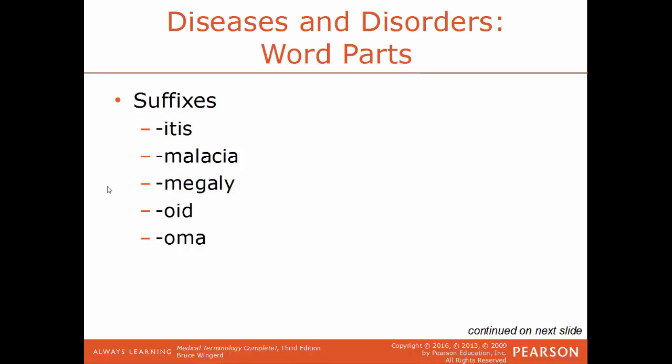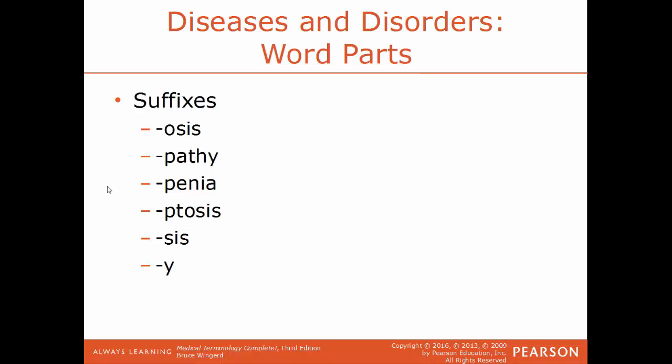Malacia is the softening of. Megaly is the abnormal enlargement. The oid means derived from or resembling. And oma is a reference to a tumor. Osis means an abnormal condition. Pathy means disease. Penia means a deficiency.